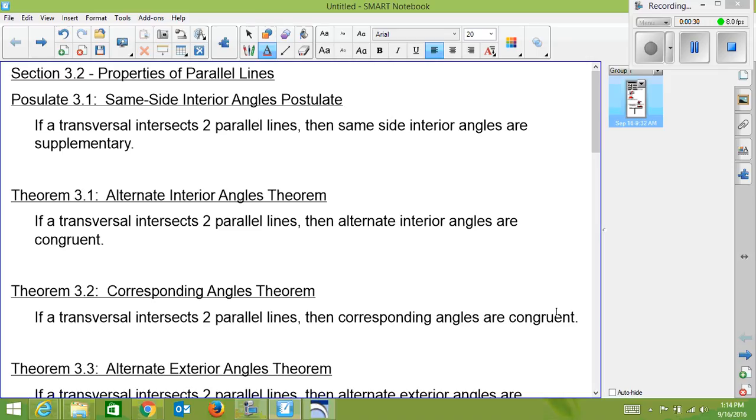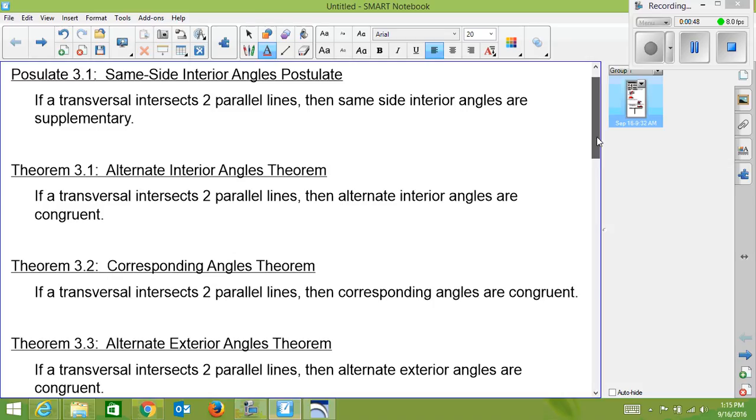Theorem 3.1, alternate interior angles theorem. If a transversal intersects two parallel lines, then alternate interior angles are congruent. Again, why do we need to know these? Because you're going to have to know the rules or the theorems that go along with the proofs that we're going to be doing.